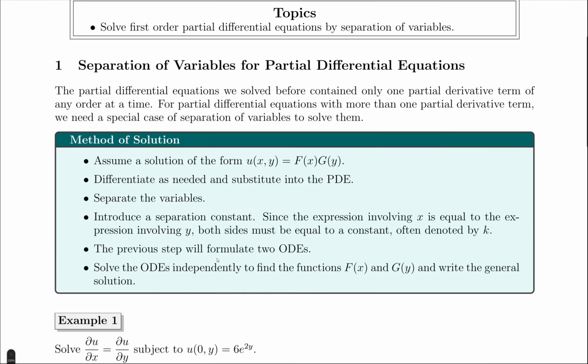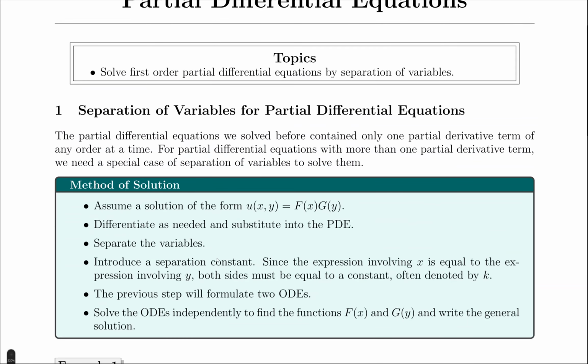So the equations, for instance, that we solved in the previous lecture, in the previous sections, contain one partial derivative term of any order at a time, like the partial derivative with respect to x or with respect to y, but it was only one at a time. Well, in this case, for partial differential equations with more than one partial derivative term, differentiating with respect to different variables, not with respect to the same variable, we need a special case of separation of variables. So here we go.